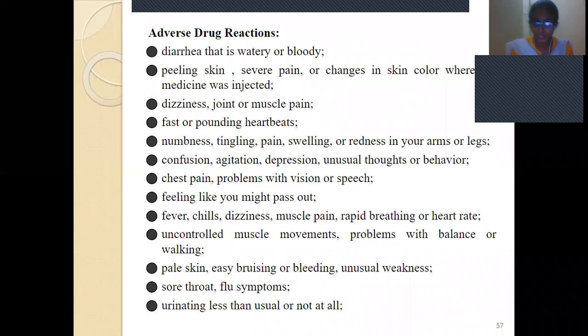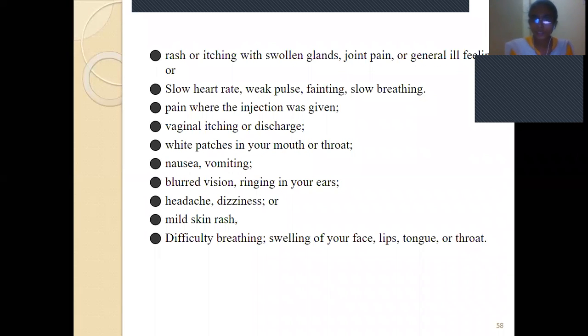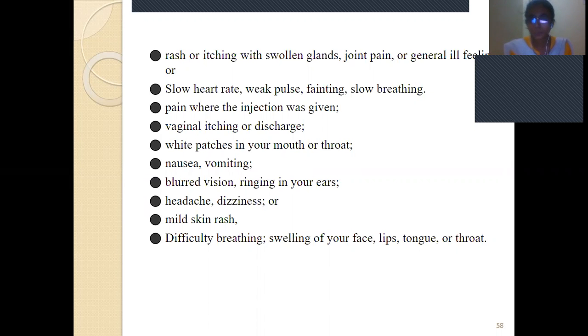redness of the arms or the legs, confusion, depression, and also chest pain, problems in the vision and speech, and also fever, chills, dizziness, muscle pain, rapid breathing or rapid heart rate, uncontrolled muscle movement, and problems with balance or walking, meaning the person cannot balance himself or walk properly, and also sore throat, flu symptoms, etc. And slow heart rate, weak pulse, fainting, slow breathing, vaginal itching, blurred vision, headache, dizziness. So these are some of the side effects we can see for the procaine drug.